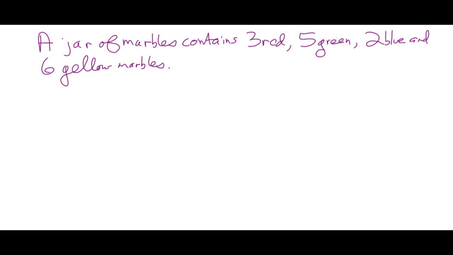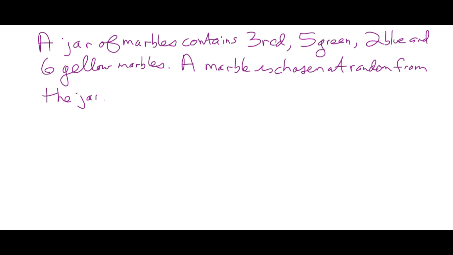A marble is chosen at random from the jar. So here's what's happening, right? This lays out the scenario. This is what we're dealing with. We've got this jar of marbles. This is what's in it. Here's what's happening. A marble is chosen at random from the jar. After replacing it, let's just say after putting it back, a second marble is chosen.